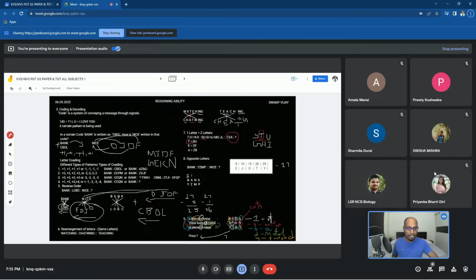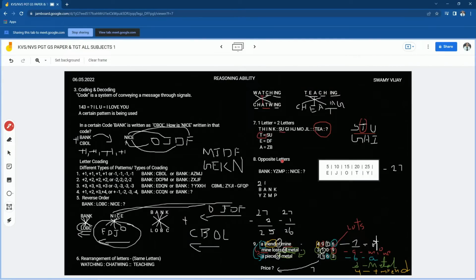Priyanka, Rajesh, Sharmila? Yes, sir. Now let us go with the opposite letters. This one I found a little explanation is required, so I'll try to explain. But if you know the answer, you tell me. If you know any other method also, you tell me. There may be so many easy methods. Now everybody listen, just give me 5 minutes. I'll explain this concept and then we'll practice.